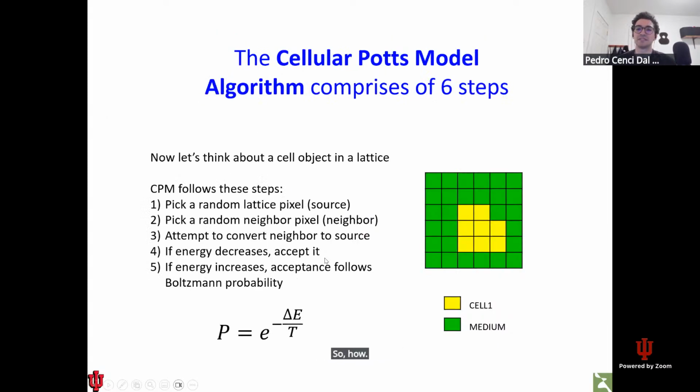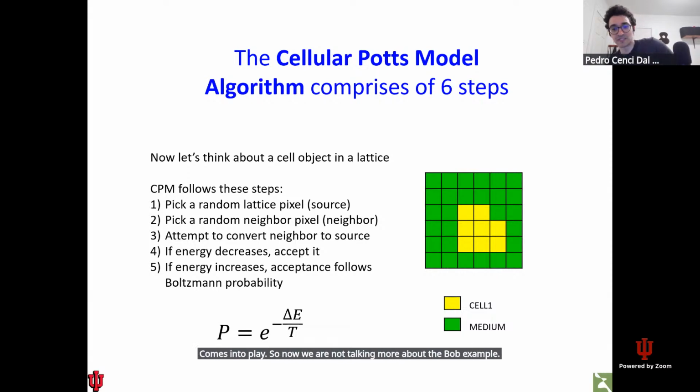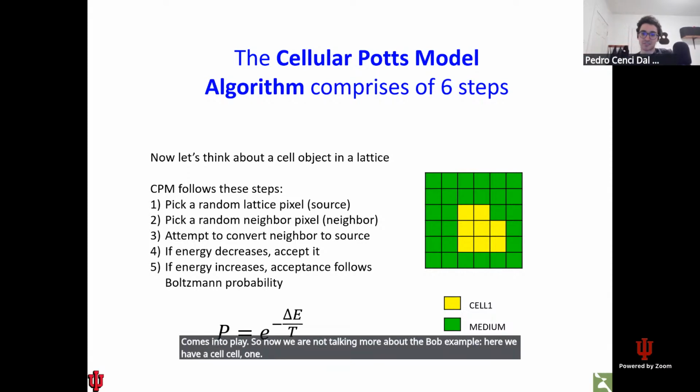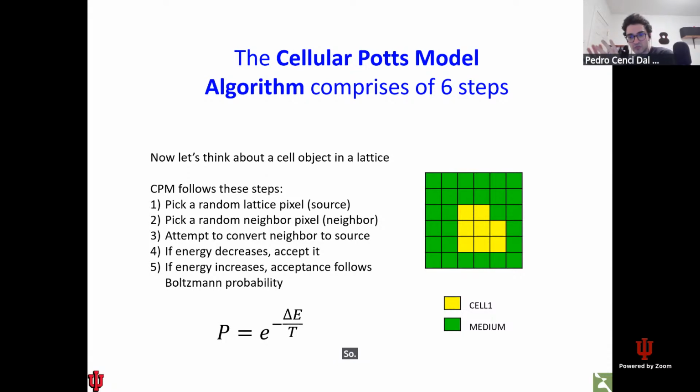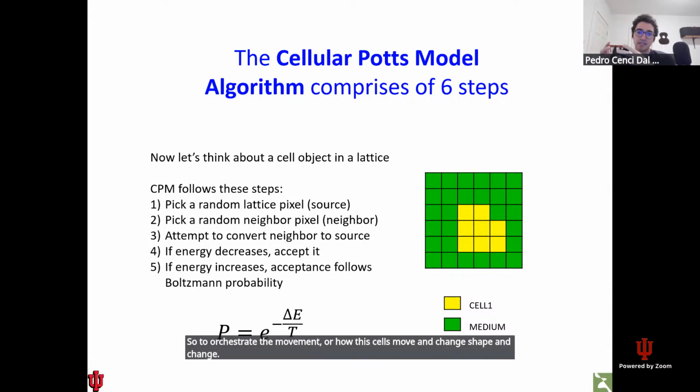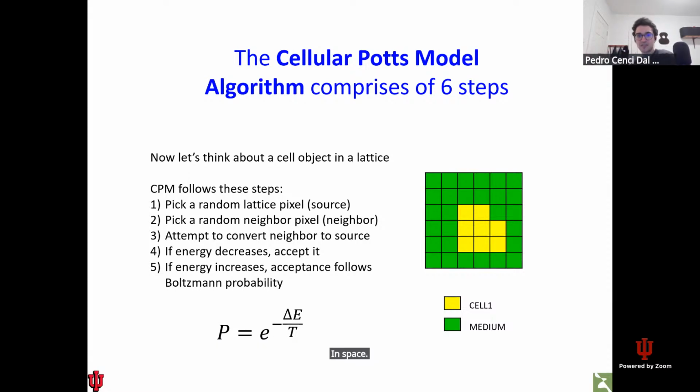So how does this look in a lattice where you have a cell? If you have a cell in a lattice, the Cellular Potts model comes into play. So now we are not talking about the Bob example anymore. Here we have cell 1, this set of 8 yellow pixels, and we have medium, all the other green pixels around. So to orchestrate how this cell moves and changes shape and size, in space and in time, the Cellular Potts Model follows these 6 steps.